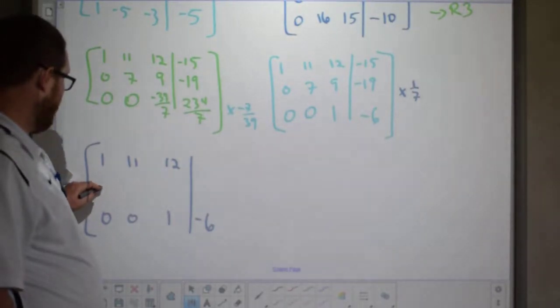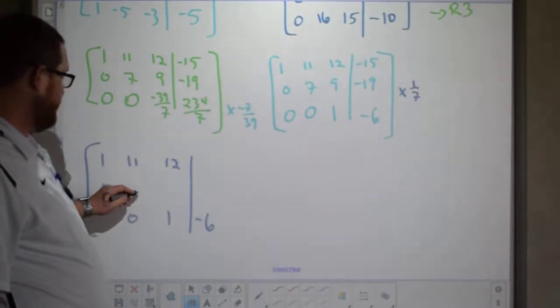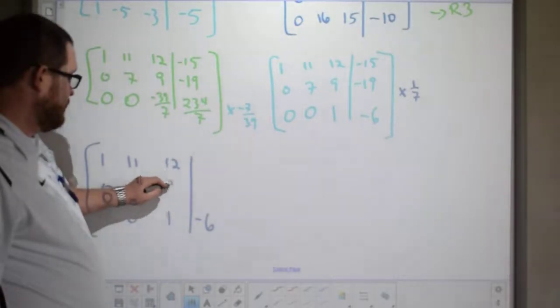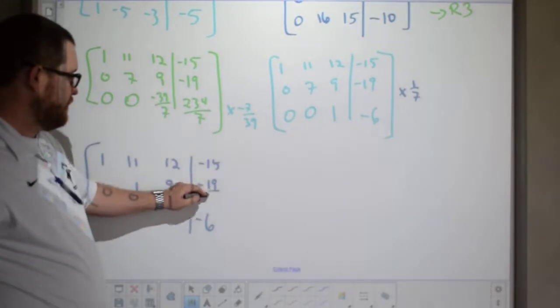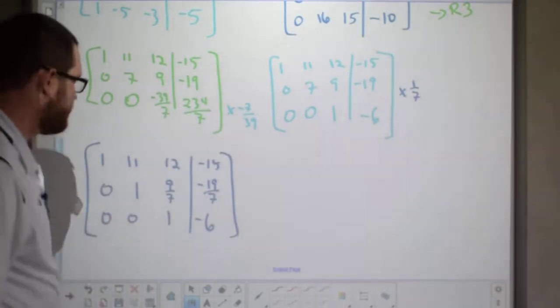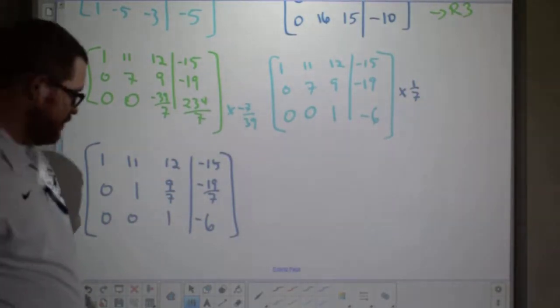So if I multiply everything by 1 7th, it's still 0. 7 times 1 7th is 1. That's going to be 9 sevenths. That's going to be negative 19 sevenths. And I want to stop here for a second and show you something.